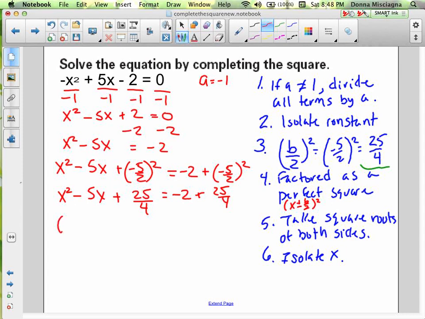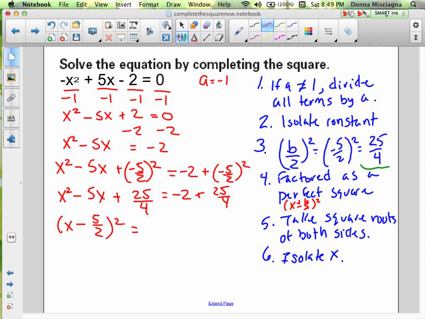Now we'll factor. It's always going to be x, whatever that sign is, it's a minus, subtraction, and then half of b. b is 5, so 5 divided by 2 squared, because there's 2 of them. It's a perfect square. We've guaranteed it by adding b divided by 2 squared to both sides.